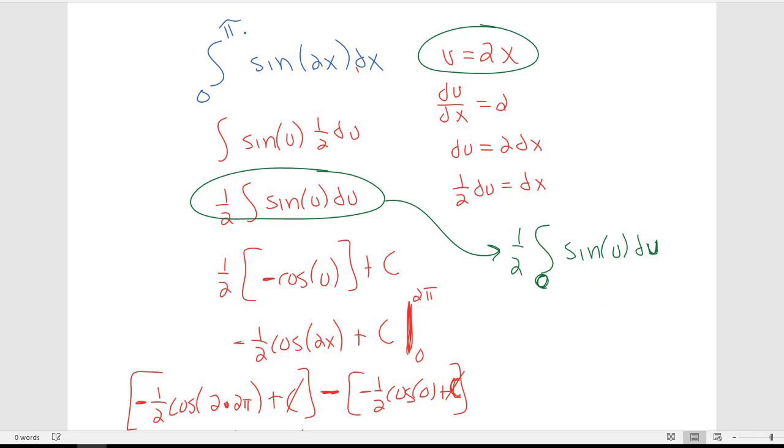If my upper limit is x equals pi, I'm going to plug pi into my x, and u would equal 2 times pi. So we can see that the limits on the u variable are 0 to 2 pi, when the limits on the x variable were 0 to pi. So we would have an error if down here we had written 0 to pi as our limits of integration, because that is not correct.